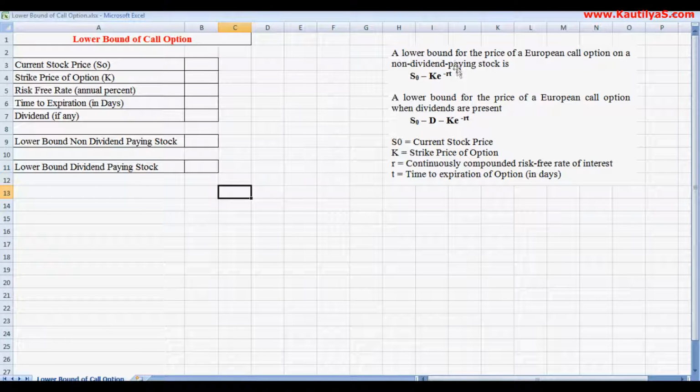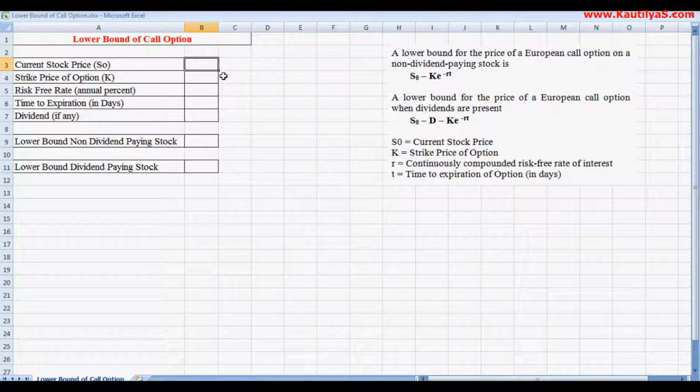The lower bound price of a European call option on a non-dividend paying stock is calculated using the equation: current price minus present value of the strike price. K is the strike price, and when you multiply it by e to the power of minus RT, you get the present value. So current price minus present value of strike price gives you the lower bound of an option. We'll see this with an example.